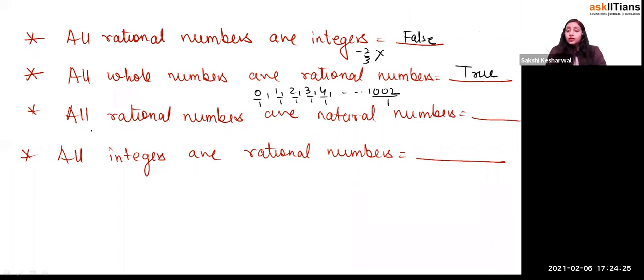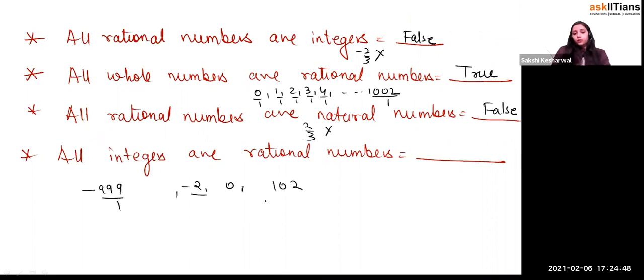Now all rational numbers are natural numbers. No, all rational numbers are not natural numbers. As I said, 2/3 is a rational number, but it is not a natural number. So this is false. Now all integers are rational numbers. Yes. If I take -2, 0, 102, or -999, can I write these upon 1? So yes, it's true.